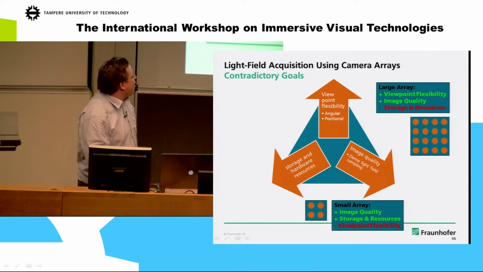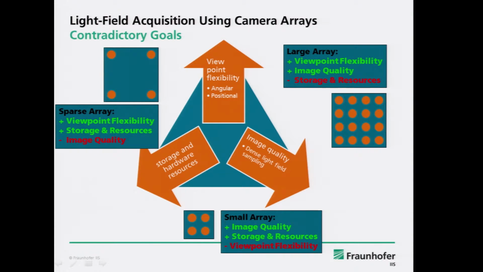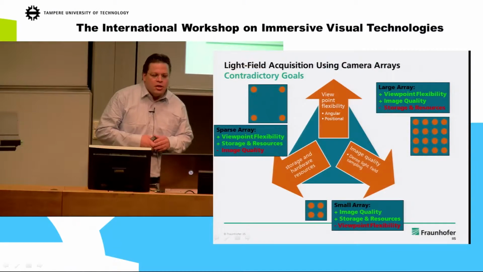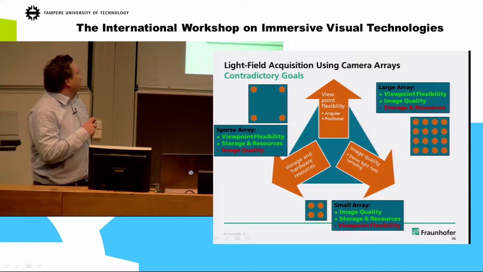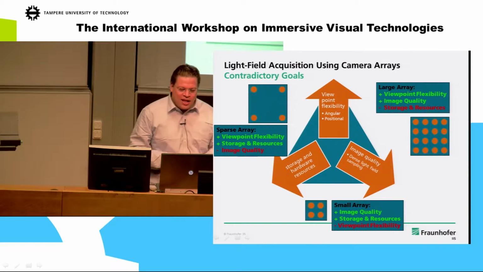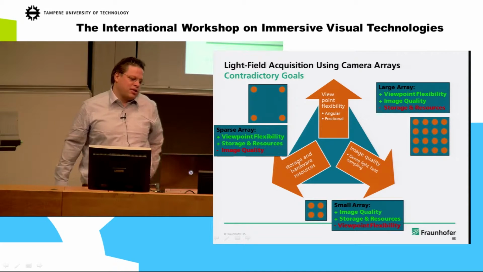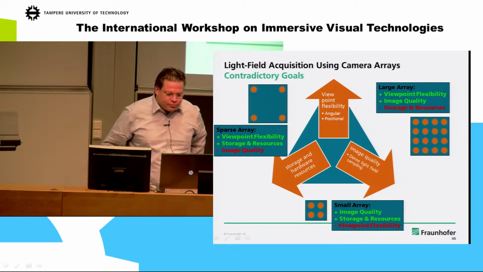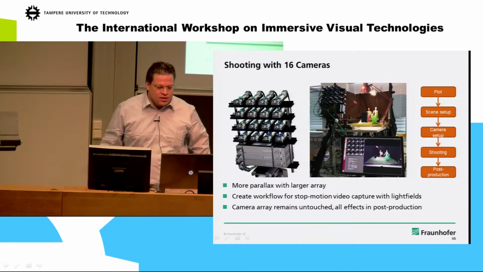Or you can go for a small array, say dense sampling still, but the viewpoint flexibility somehow lags. Or you go to some kind of sparse array where you say, okay, I want to have that viewpoint flexibility and only a limited number of cameras, but then view interpolation becomes harder, so it might impair the image quality. So this is just in general when you want to acquire light fields with camera arrays. You have to adapt this usually to your dedicated application.